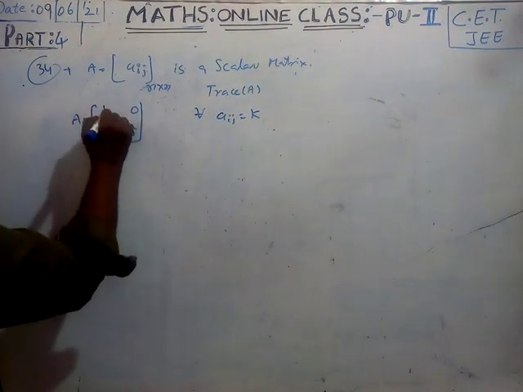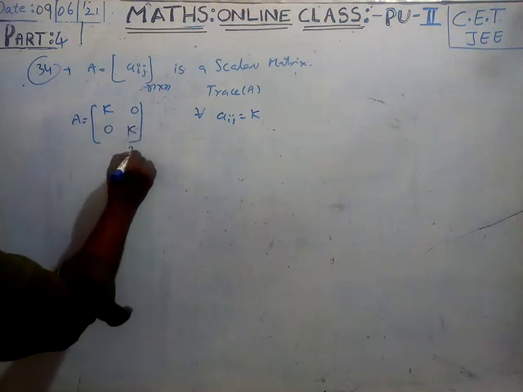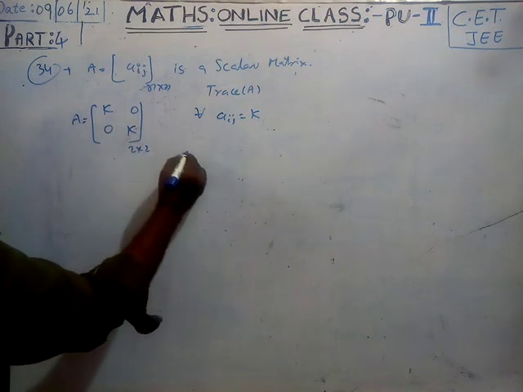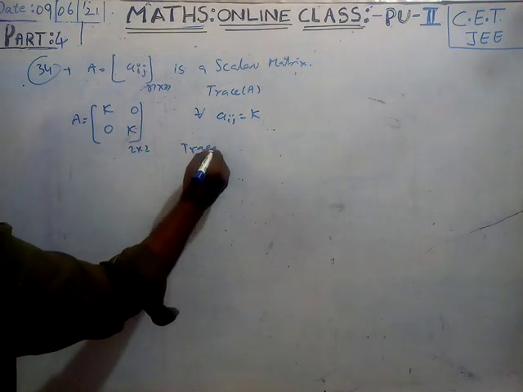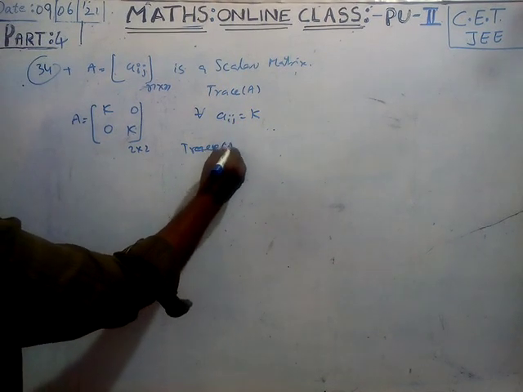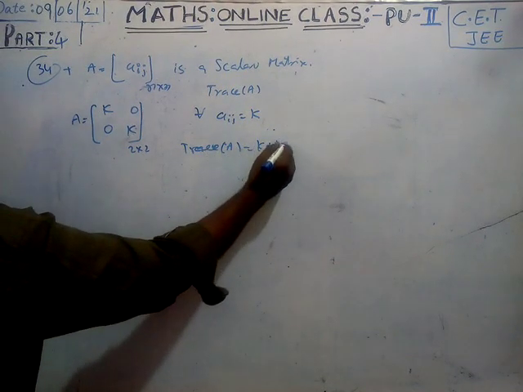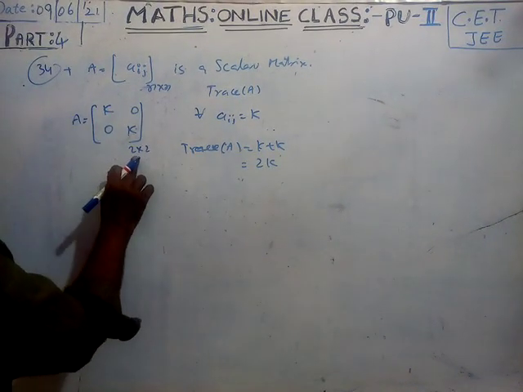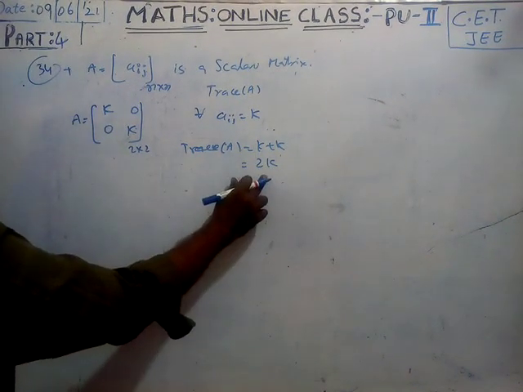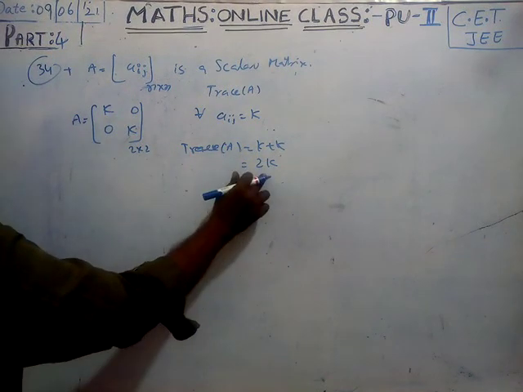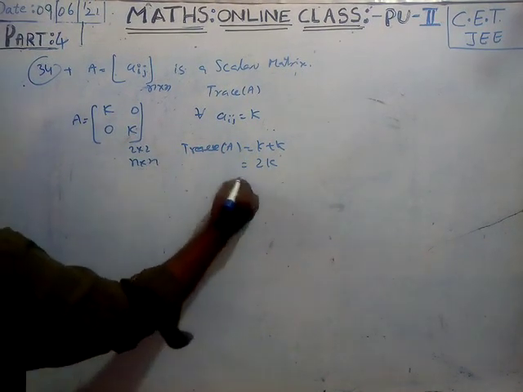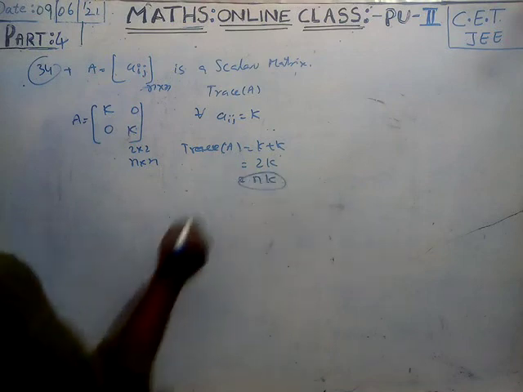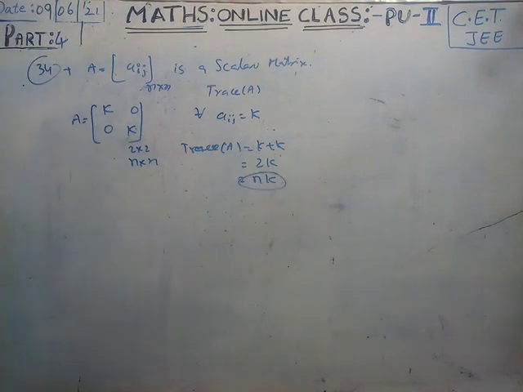But here, we are given Aij is equal to some k. So here it is k. It is a 2 by 2 matrix. So the trace of A is equal to k plus k, the sum of elements in the diagonal, 2k only. If the order is 2, 2k. If the order is 3, 3k. If the order is n, it is nk. So like that.